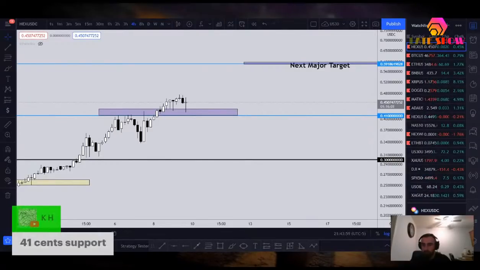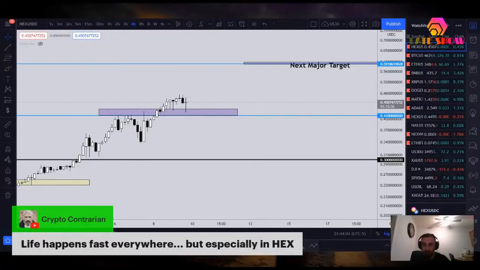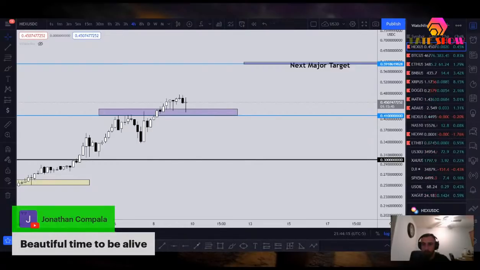41 cents support, yes. Life happens very fast everywhere, but especially in Hex. It's been a long time coming. This year has been a roller coaster. Scary bullish, that's exactly what it is. Beautiful time to be alive. I agree.